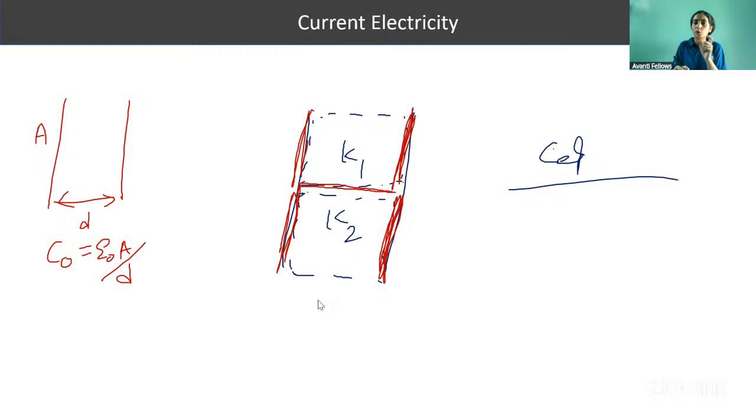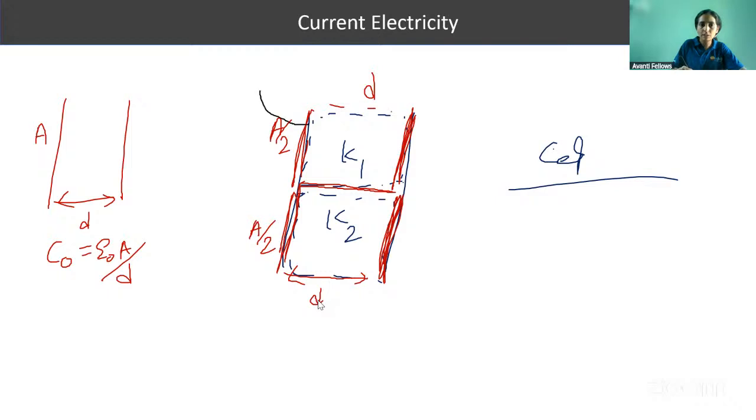So sort of we are getting two capacitors. One has area A by 2, distance between plates still d, and dielectric in between is K1. Another has area A by 2, dielectric K2, and distance between plates still d. Are they in parallel or series? There are two capacitors, right? Are they in parallel or series?